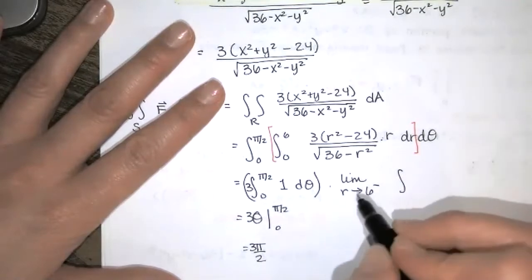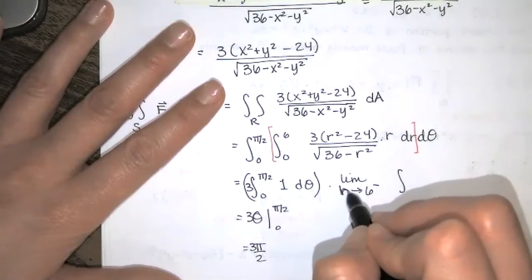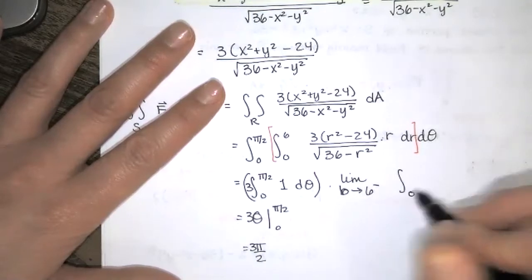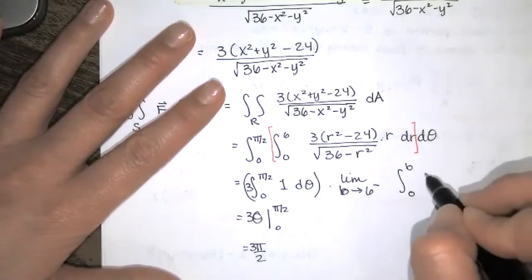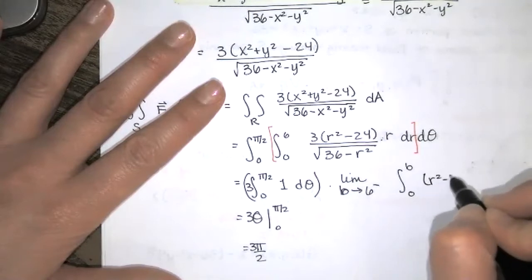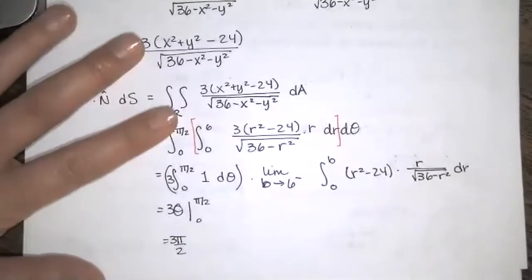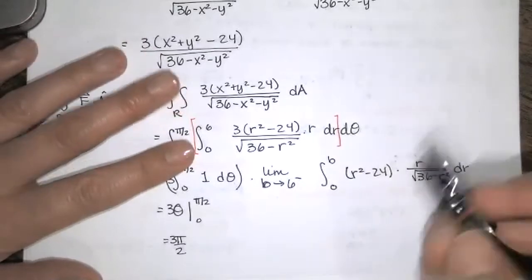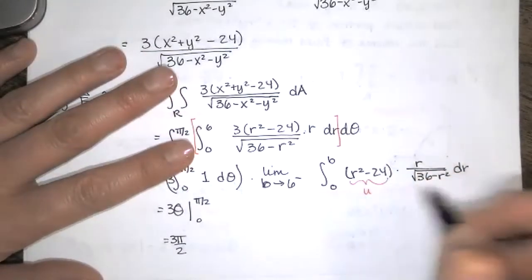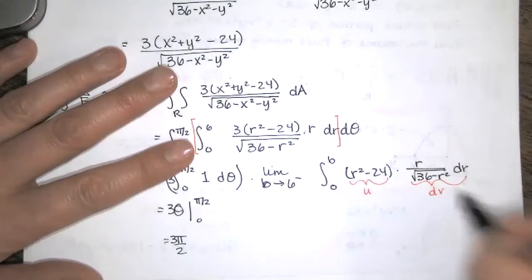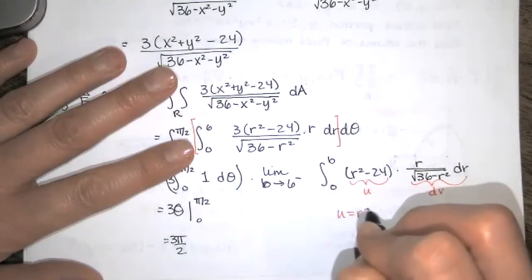All right, I wrote r approaches 6. Let's do b. Let's let b approach 6. So we have the integral from 0 to b of r squared minus 24 times r over the square root of 36 minus r squared dr. And we can use integration by parts. I'll let that be u. I'll let this all be dv.